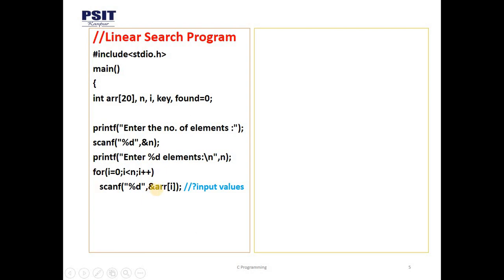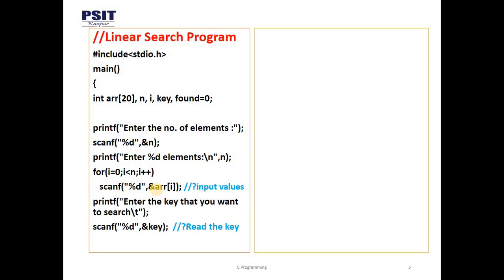So by this single loop I will finally store the values given from the keyboard in the array, and those values can be in any random order. It is not necessarily sorted. After that I will input the value of the key that you want to search. So just write the message inside printf and scanf %d and key. So I will get the key value.